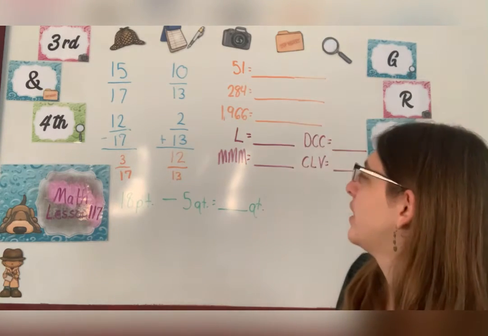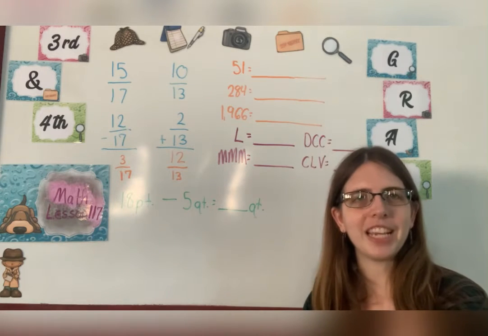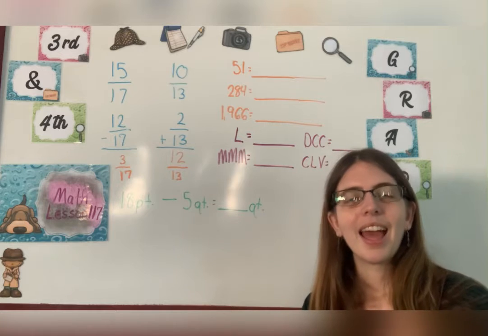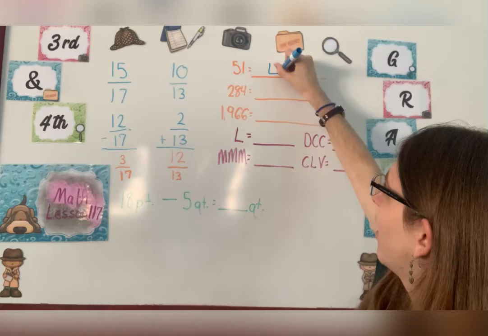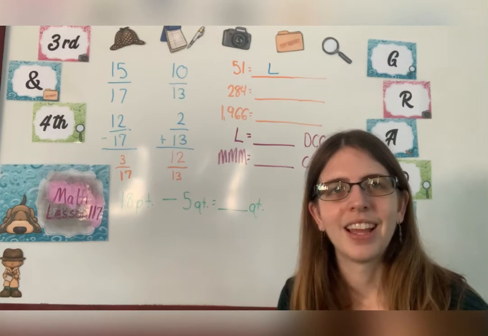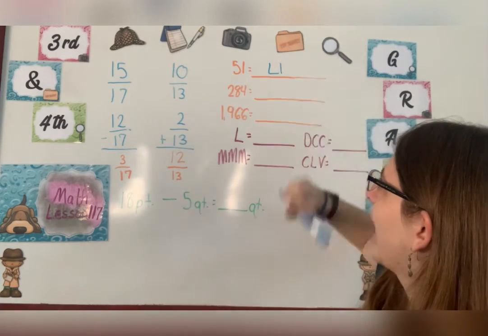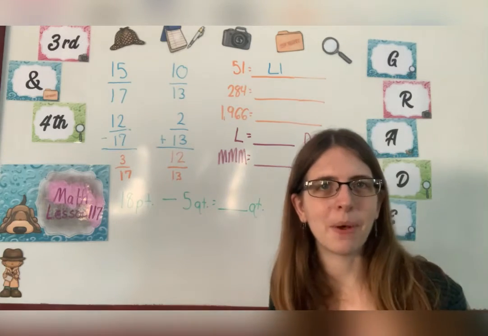Letter A says 51. So how do I write 50? Do you remember the Roman numeral? L, very good. So 50 is L. And how about 1? I. So it's just L-I. 50 plus 1, 51. Super simple. Let's go to the next one.